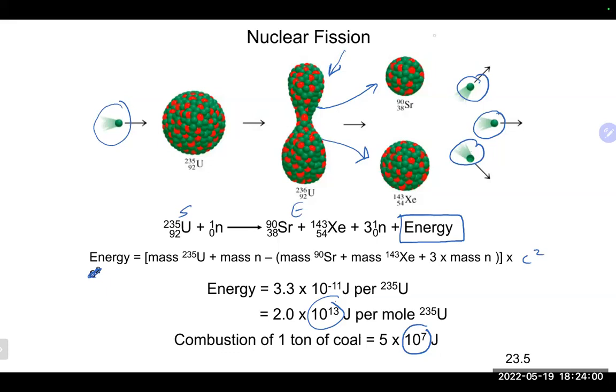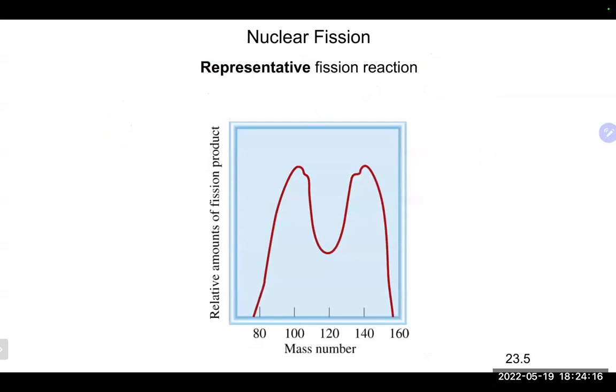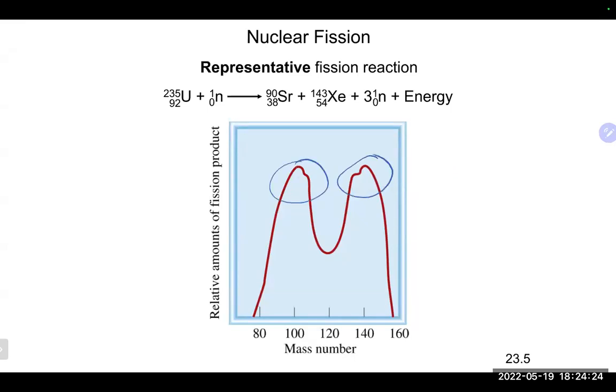As we talk about, it's not always going to be these two that will bounce off and be made. There are different products that are made. There are predictable ones that you might expect to be made, but it won't always necessarily be the exact same two that's made every single time. And that's what we see here. These are the peak mass numbers that are commonly made in a fission reaction.